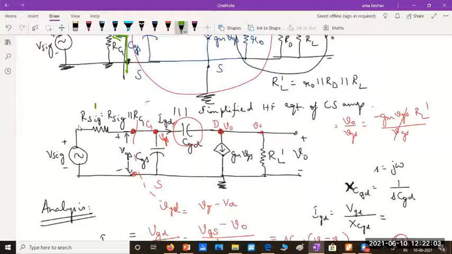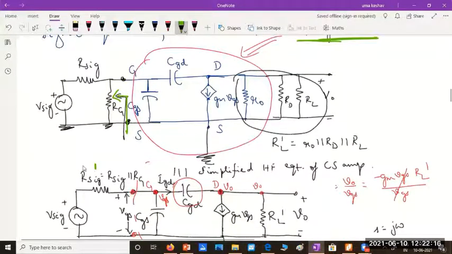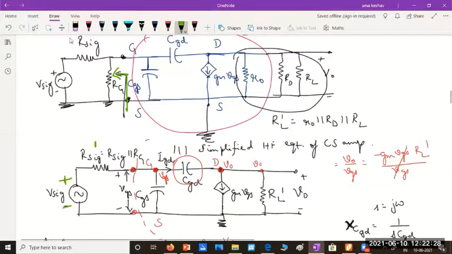This R sig dash is R sig in parallel with RG, and once I find the equivalent resistance due to these two, I will replace this part of the circuit with voltage in series with the Thevenin's equivalent resistance. So V sig is the applied voltage source existing between gate and source, and the combination of these two resistors will be replaced with its Thevenin's equivalent, that is R sig dash.